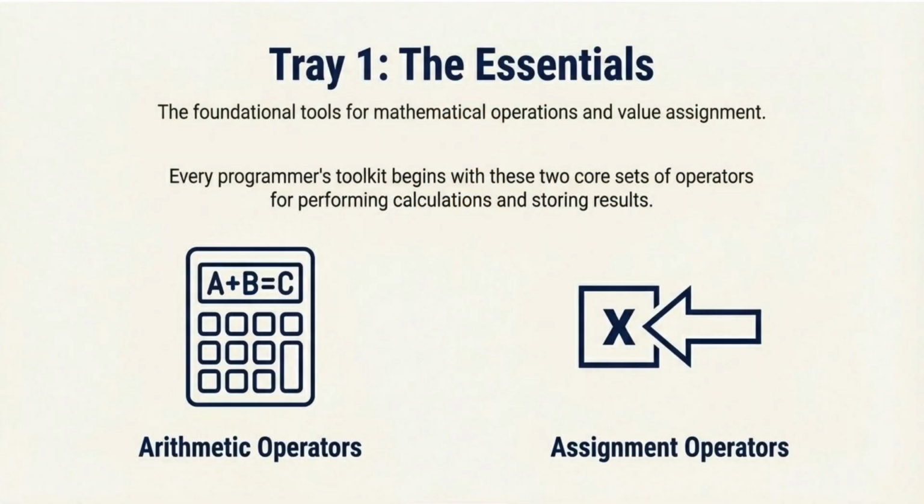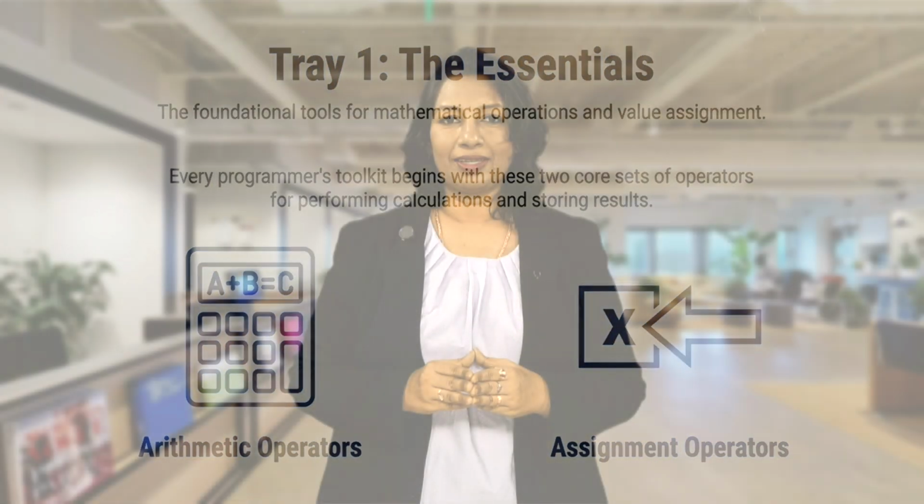The two most essential operator groups in Python are arithmetic operators and assignment operators. These are the basic tools every programmer relies on for performing calculations and storing results. Whether you are adding numbers or assigning values to variables, these operators form the foundation of all your Python programs.